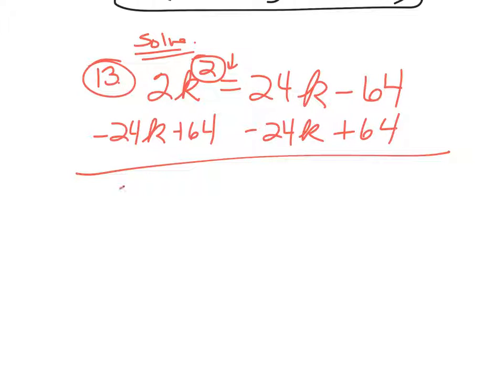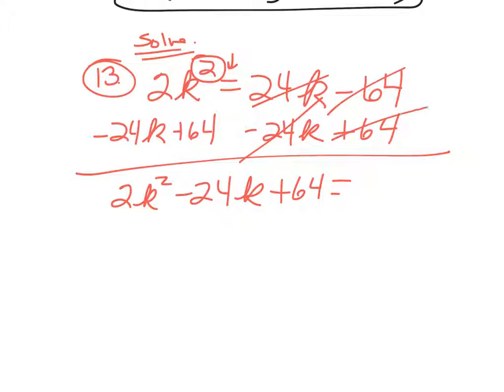So on the left side, I have 2k squared minus 24k plus 64. And on the right side, it all cancels and I got a 0. Okay, now let's look for a common factor. Out of 2 and 24 and 64, we can factor a 2 out. 2 out of 2k squared leaves k squared. 2 out of 24k leaves 12k. 2 out of 64 leaves 32.